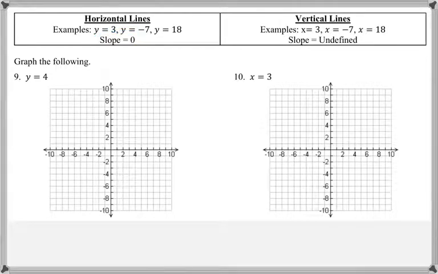If our equation is of the form x is equal to a number, like x is equal to 3, x is equal to negative 7, x is equal to 18, then this is a vertical line and the slope is undefined. So question number 9, our equation is y is equal to 4. So this is a horizontal line that's going to go through 4.